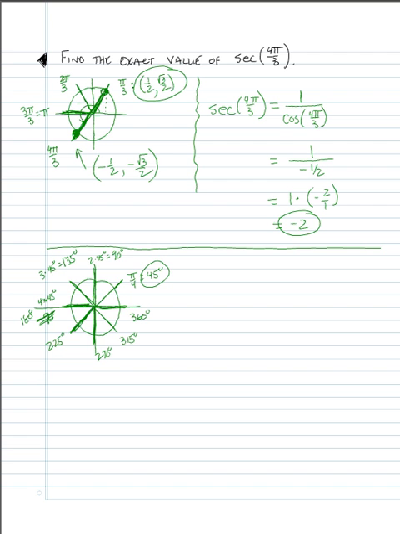So here's 45 degrees, here's 90 degrees, here's 135 degrees, here's 180 degrees, 225 degrees, 270, 315, 360. And because we know this one point, the point right here, we know that point is the square root of 2 over 2, comma, the square root of 2 over 2.